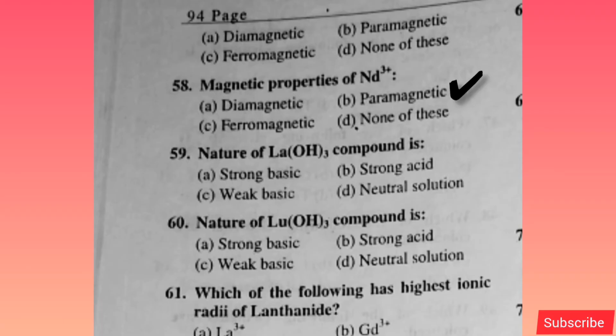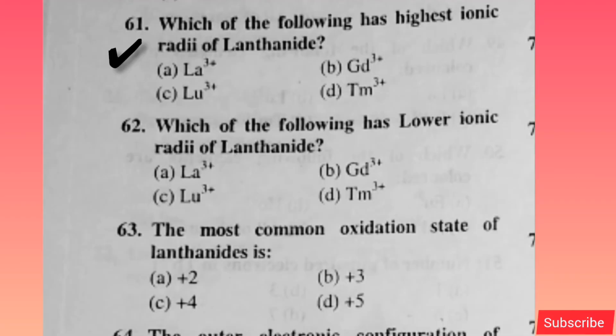Option B is correct. Nature of La(OH)3 compound is. Option A is correct. Nature of Lu(OH)3 compound is. Option C is correct. Which of the following has the highest ionic radii of lanthanide? Option A is correct. Which of the following has the lowest ionic radii of lanthanide? Option C is correct. The most common oxidation state of lanthanide is.